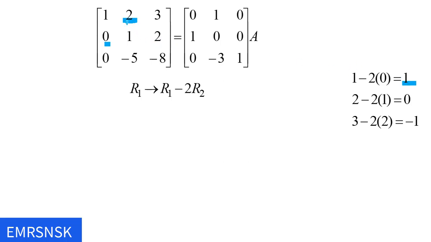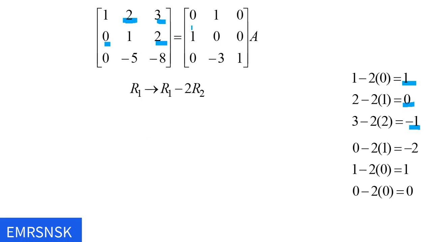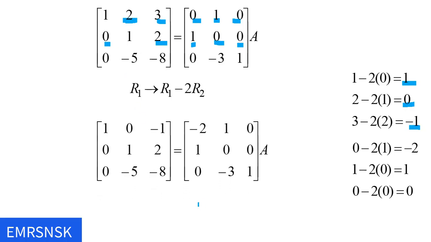Similarly 2 minus 2 times 1 will be 0. So 3 minus 2 times 2 will give me minus 1. Similarly on RHS, 0 minus 2 times 1 gives me minus 2. 1 minus 2 times 0 gives me 1, and 0 minus 2 times 0 gives me 0. So this equation will reduce to this matrix.